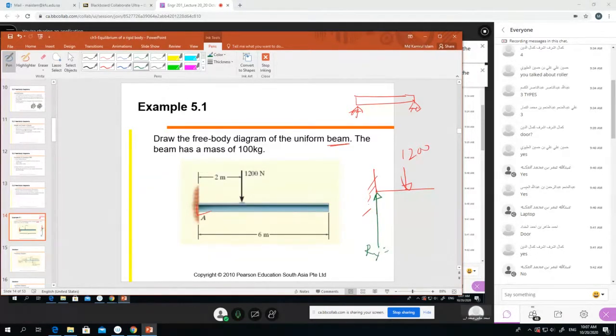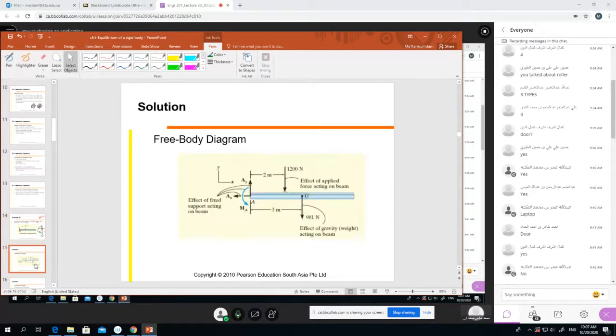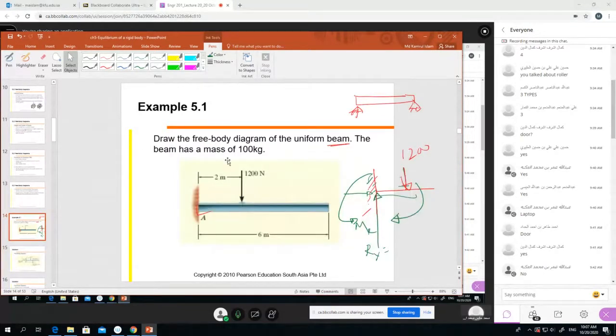There will be a horizontal reaction, and there will be a vertical reaction RV, and this force will try to rotate the beam in this direction. So the resisting moment or reaction moment will be in this direction. One more thing: the weight of the beam is 100 kg, so there will be a weight W working. W will be 100 into 9.81, right?